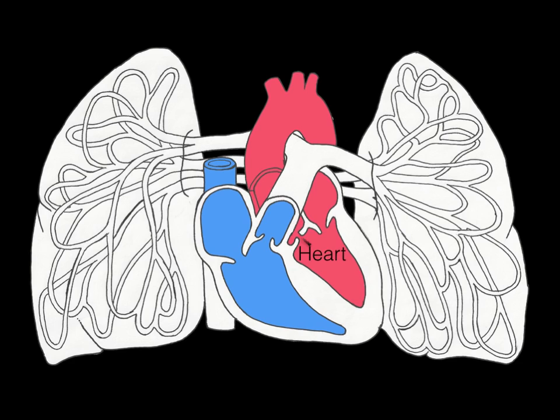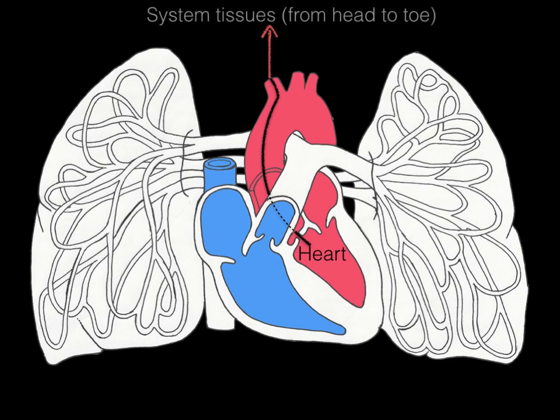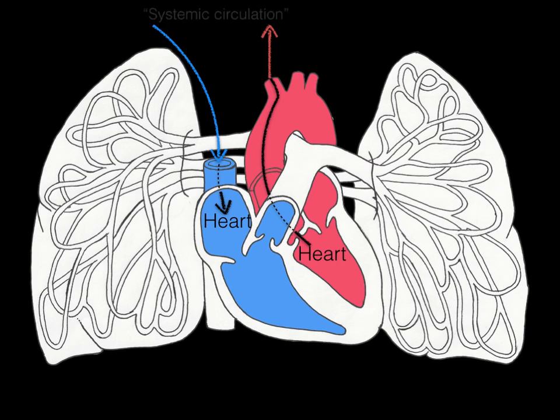And we have oxygenated blood that comes from the left ventricle at the aorta to all the system's tissues from head to toe. And then gas exchange occurs and deoxygenated blood is brought by veins back to the right side of the heart. And so the blood goes from heart to tissues back to the heart. That circuit's called the systemic circulation.